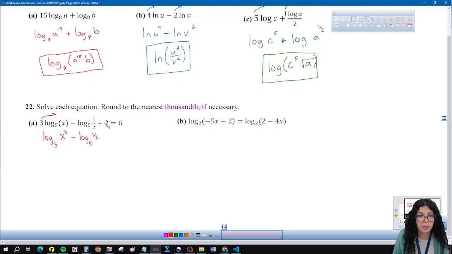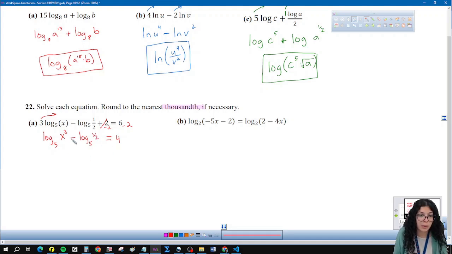This plus 2, I could actually subtract 2 so that I could bring it over to the other side, because the right side has a number by itself. 2 is a number by itself, so I want to bring that over with the other number by itself. And that'll simplify the left side a little bit. Okay, because the plus 2 is not for the log number. The log base 5 is for the 1/2.